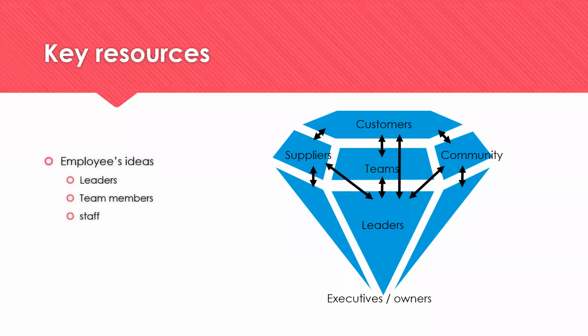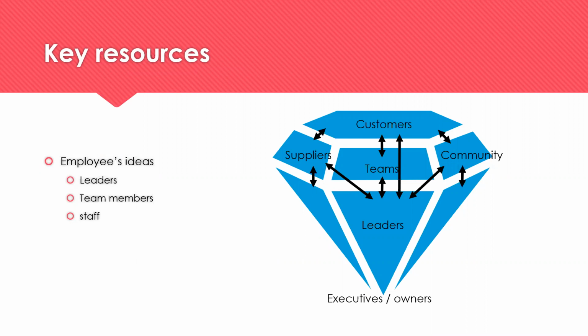The last part of the business plan has to do with the resources that include key resources like employees, include the financials, and include suppliers and other partners. So let's talk about first the key resources that include the employees and their ideas. So leaders, team members, staff, everyone is important to achieve the objectives of the company.